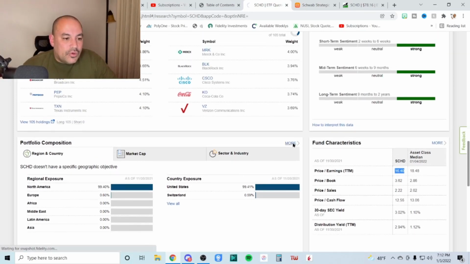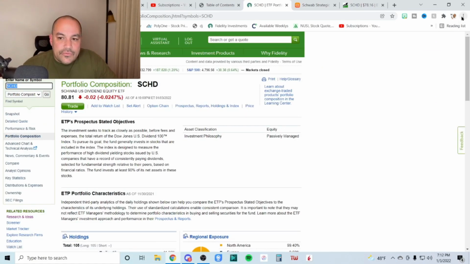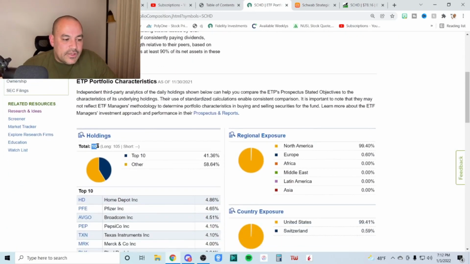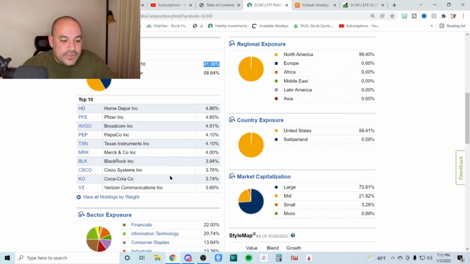So let's take a look at the portfolio composition. Now, as we said, it's the Dow Jones US Dividend 100. Let's zoom in on this a little bit. And so it has 105 total stocks. The top 10 comprises 41% of the total fund. And those top 10 are Home Depot at 4.8%, Pfizer at 4.6%, Broadcom at 4.5%, Pepsi at 4%, Texas Instruments at 4%, Merck at 4%, BlackRock at 3.9%, Cisco Systems at 3.7%, Coca-Cola at 3.7%, and Verizon Communications at 3.7% as well.